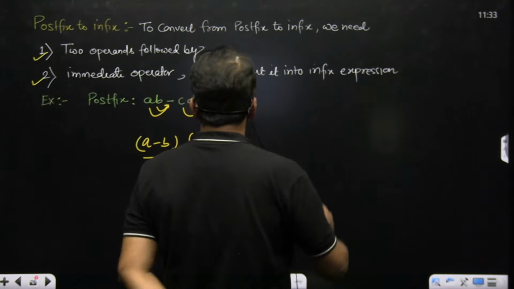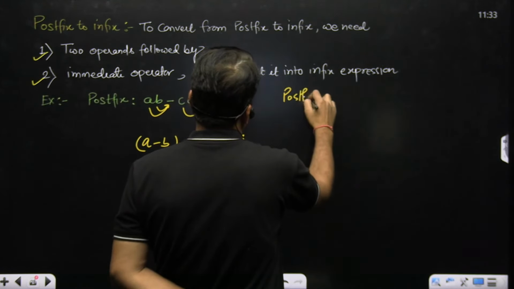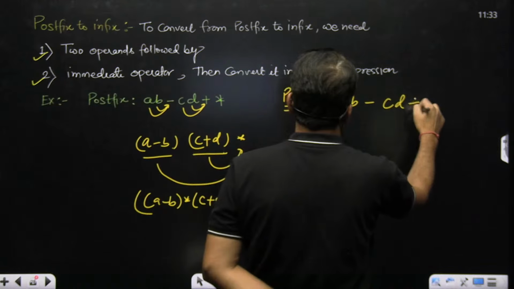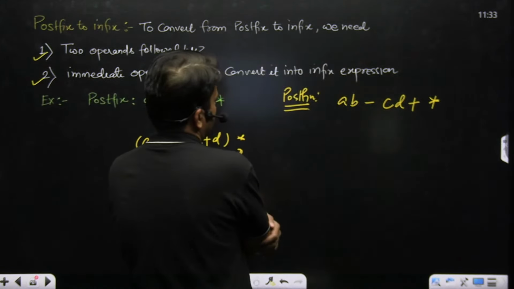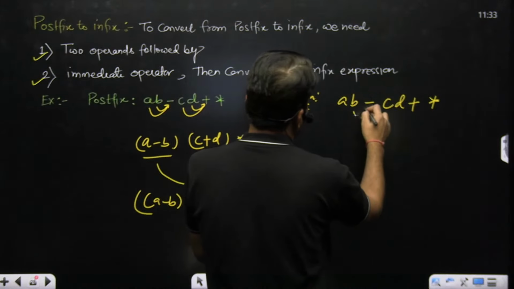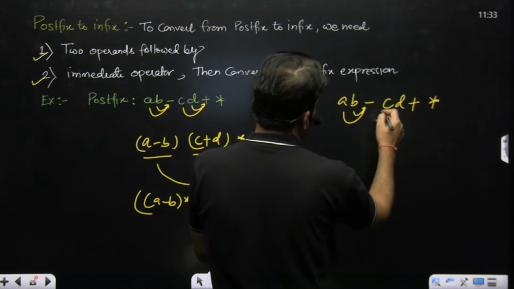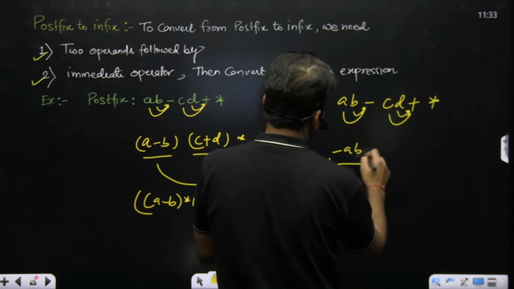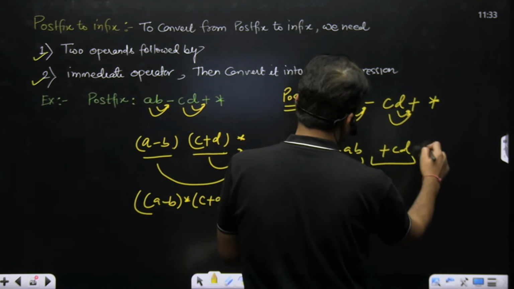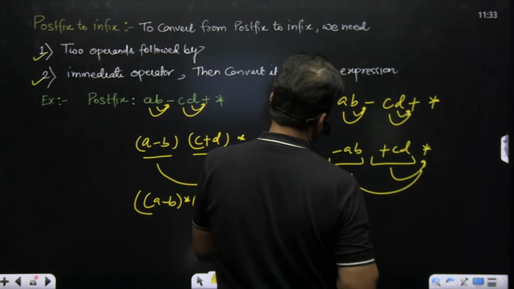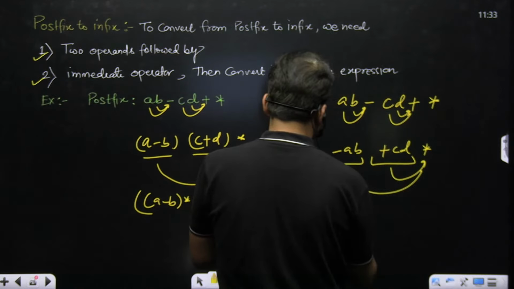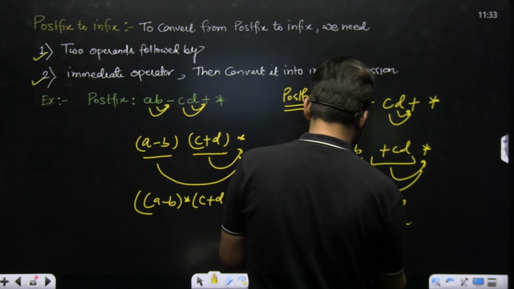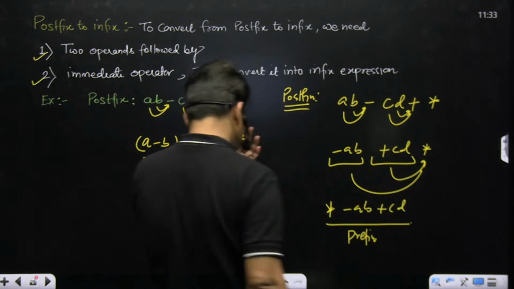Similarly, I want to convert to prefix. This postfix is given. So directly you can convert to prefix. How? Check first two operands, then the operator. So this is minus AB, one operand, and this is plus CD, another operand, and here this is star. So check two operands, then the operator. In prefix, this has to come out first. So this is the prefix. So in this way you can convert to prefix.